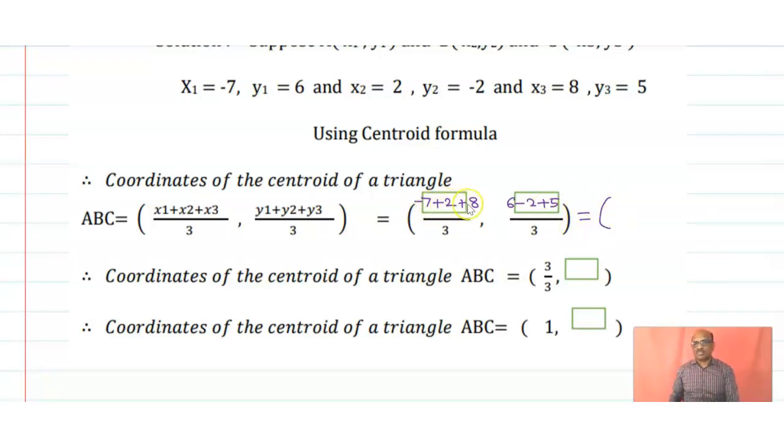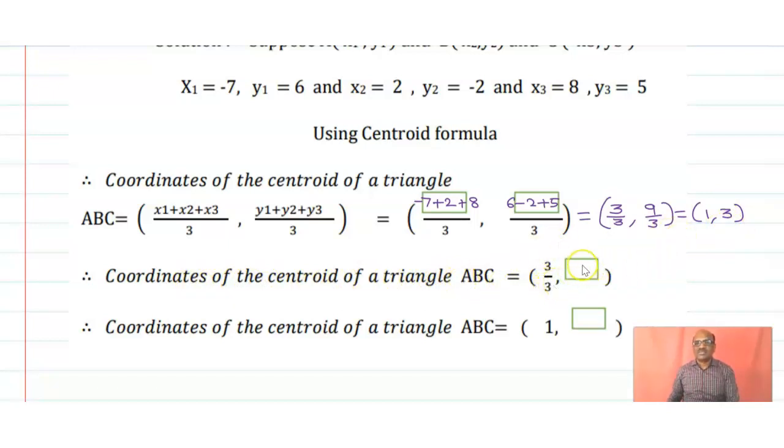Here 8 plus 2 is 10, 10 minus 7 is 3, so 3 upon 3. Then 6 plus 5 is 11, 11 minus 2 is 9, so 9 upon 3. And here you will get 1, comma 3. Okay, 1, comma 3. The coordinate of the center of the triangle.